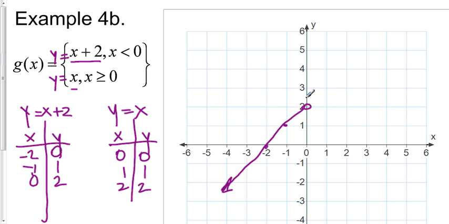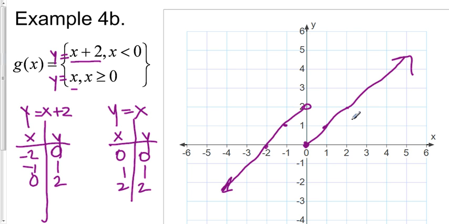Okay, so here's this graph. 0, 0, closed dot here because 0 is included on this function. 1, 1, 2, 2, 3, 3. This graph is going to increase up to the right like so. Okay, so here's my piecewise function. I've got x plus 2 to the left of 0, and I've got y equals x to the right of 0. Again, keeping in mind my endpoints. Closed dot on this one, open dot on this one.